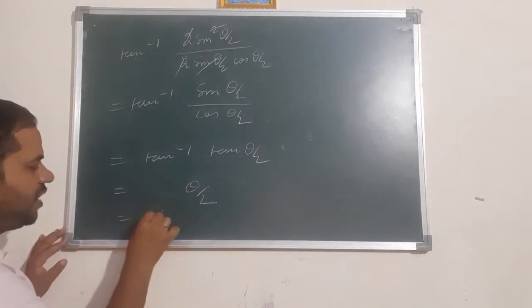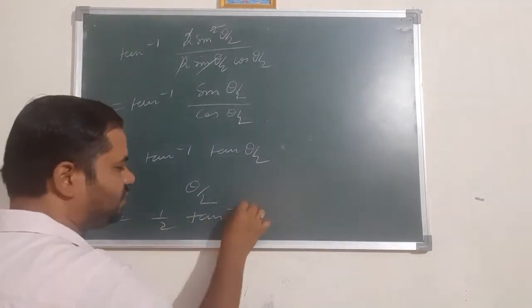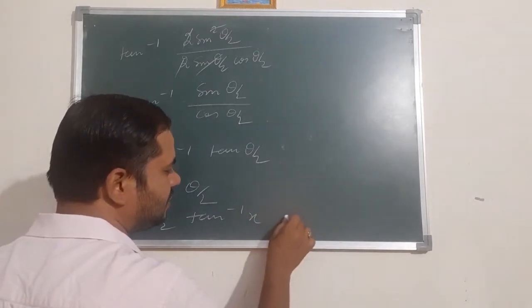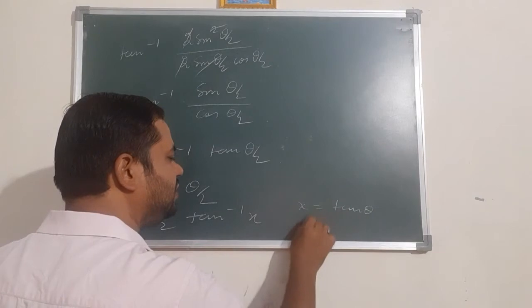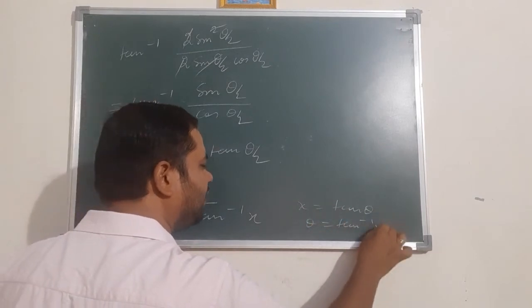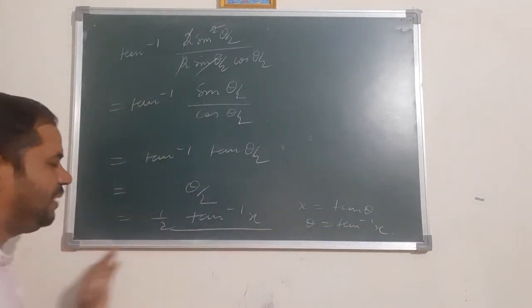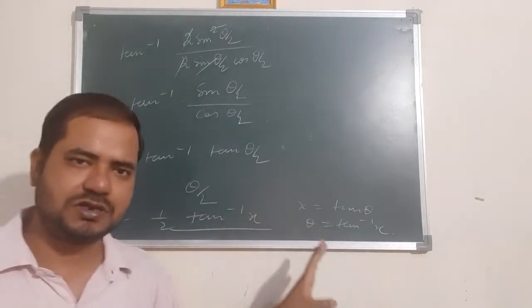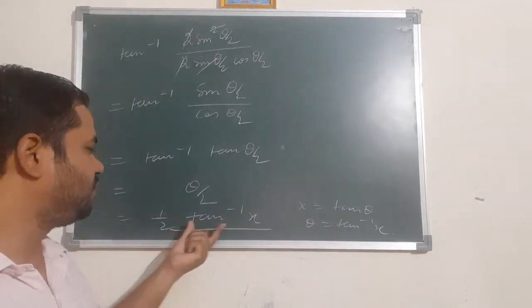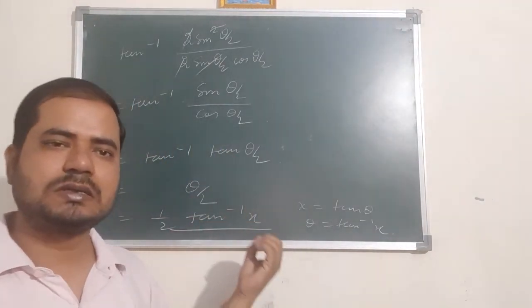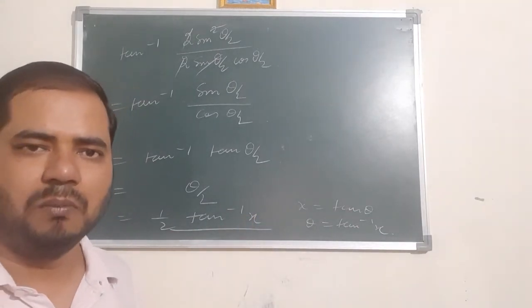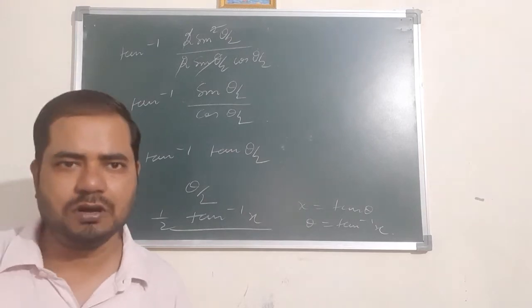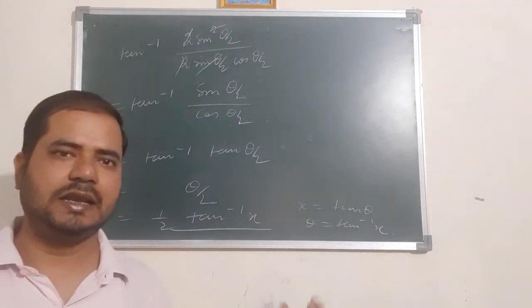And this is 1 upon 2 tan inverse x. Why? Because you put x is equal to tan theta. So theta is what? Nothing but tan inverse of x. So the simplest form of that particular question number 5 is 1 by 2 tan inverse x. This is the simplest form. Okay, so you may note it down, and afterwards we see the next question.